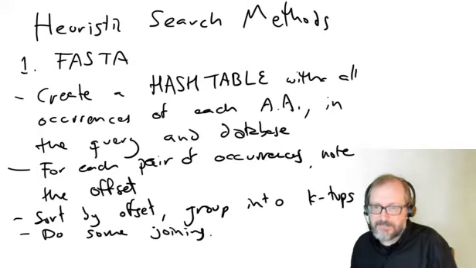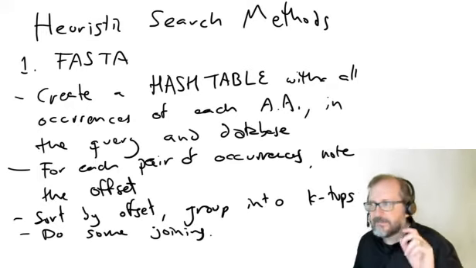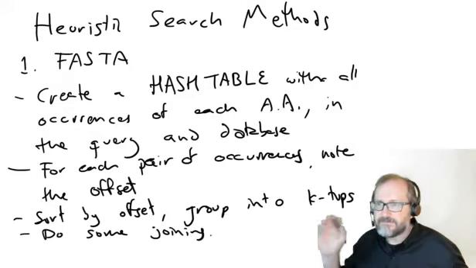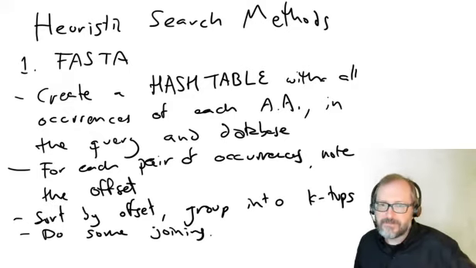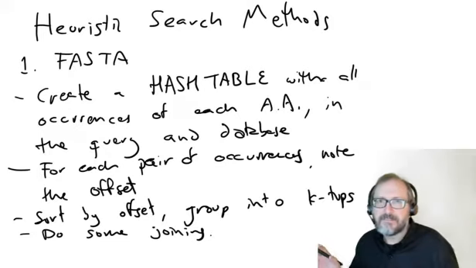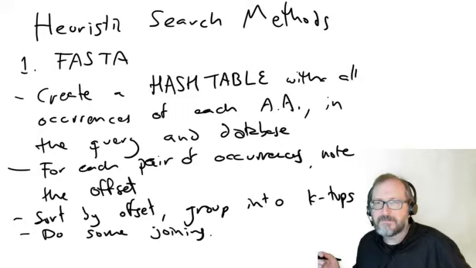So you have this hash table where you know where each amino acid type occurred in the query sequence and everywhere in the database. And then you start making lists of pairs of occurrences. Like let's say alanine occurred at position 1 in the query and at position 15 in the database, right? So you have this 1 and this 15, and they're offset, the difference between those two. So in this case, 14. And you would do this for all 20 amino acid types. And then what you do is you would sort by the offset.